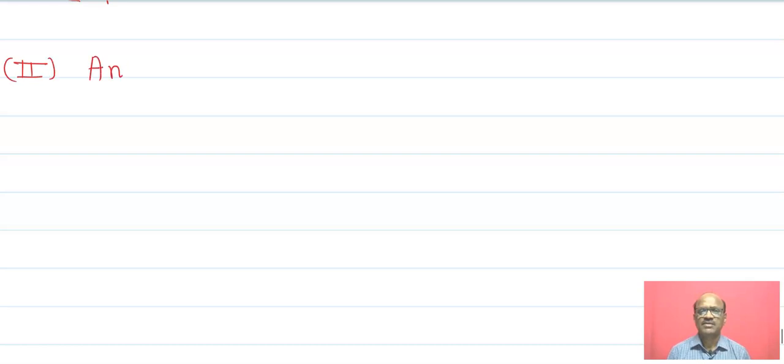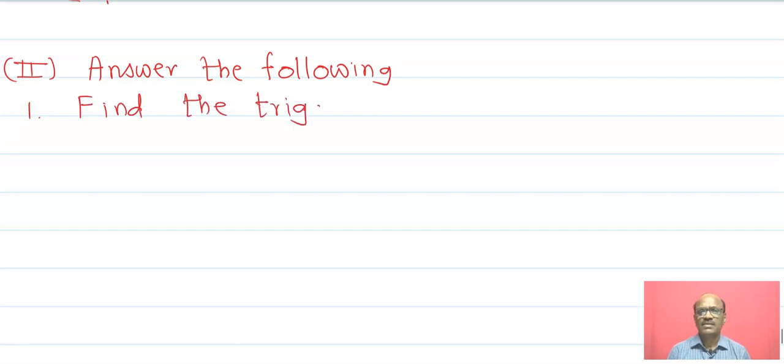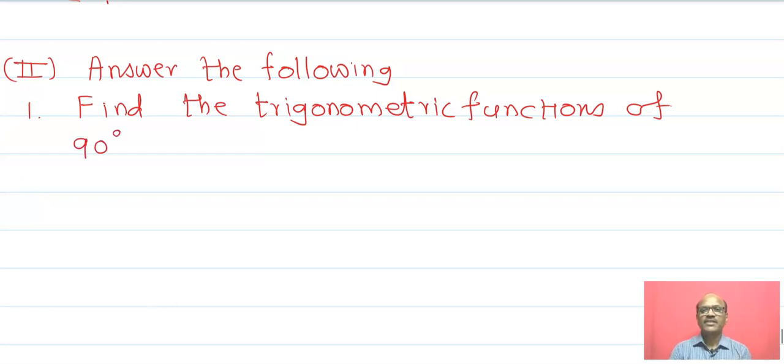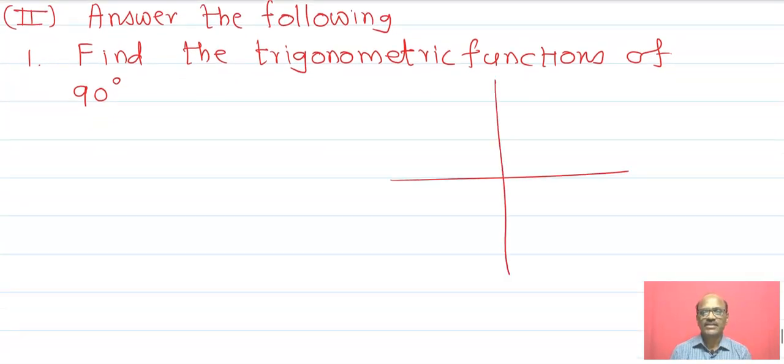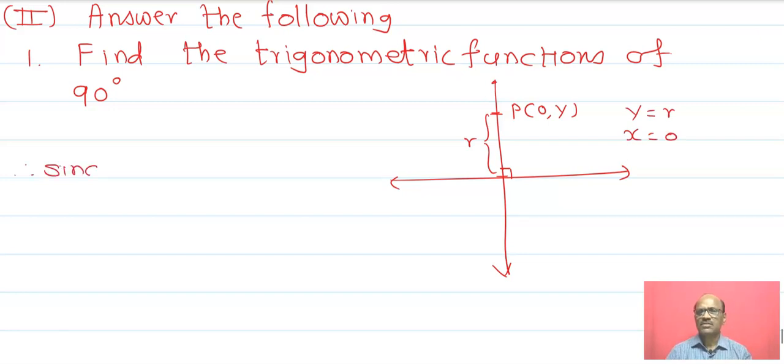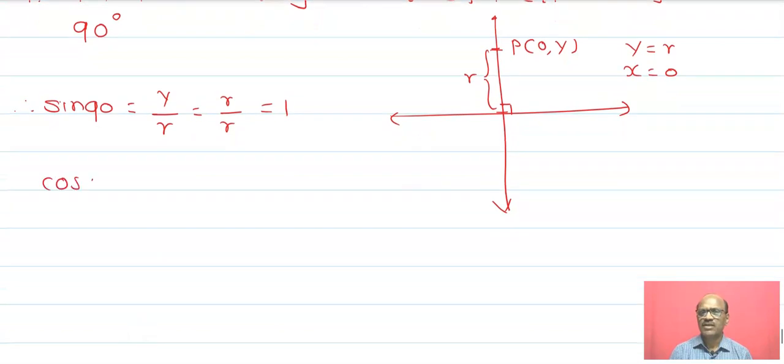Now next, second part. Answer the following. Find the trigonometric functions of 90 degree. Now this angle is 90. These are the quadrantal angles, that is 0, 90, 180, 270 and 360. Now this point lies on the positive y-axis. Therefore the point P is (0, y). Here y is equal to r, x is equal to 0.